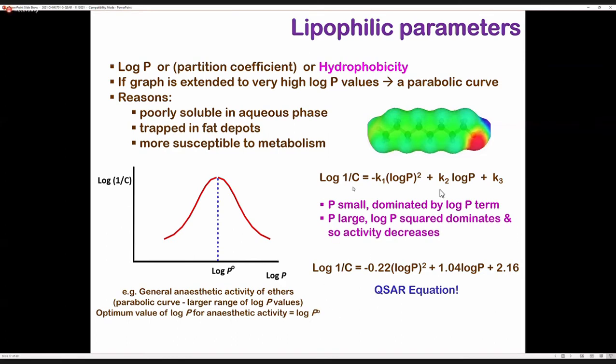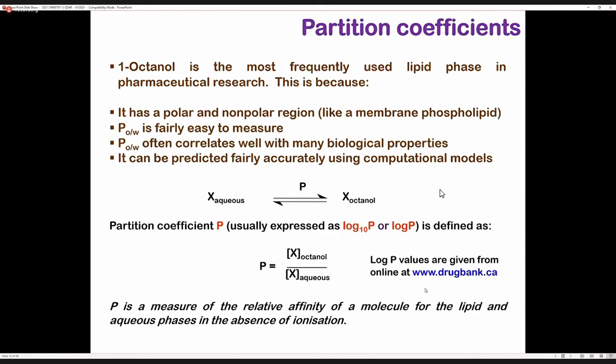General anesthetic activity of ethers. Again you have your values here, 0.22 you put in here, 1.04 you put in, right? And then you calculate your log P for each of your compounds, right? Just put in the log P of each of your compounds, then you get your log 1/C. When you have your log 1/C, you plot the linear graph.